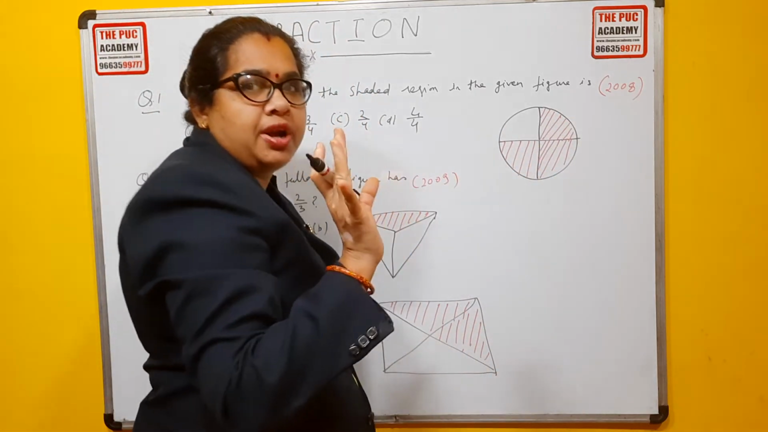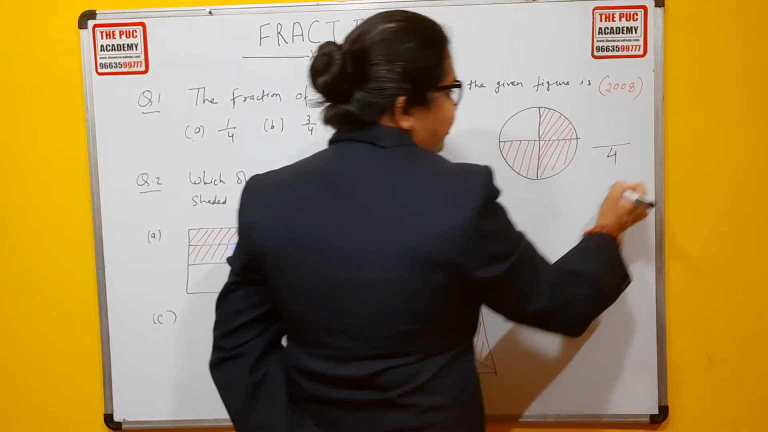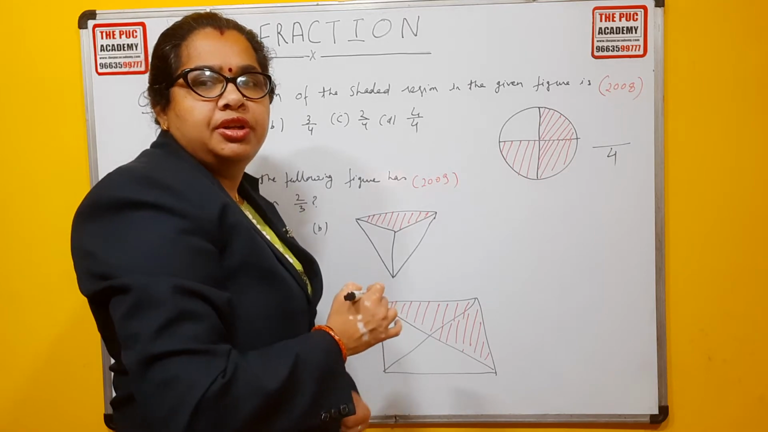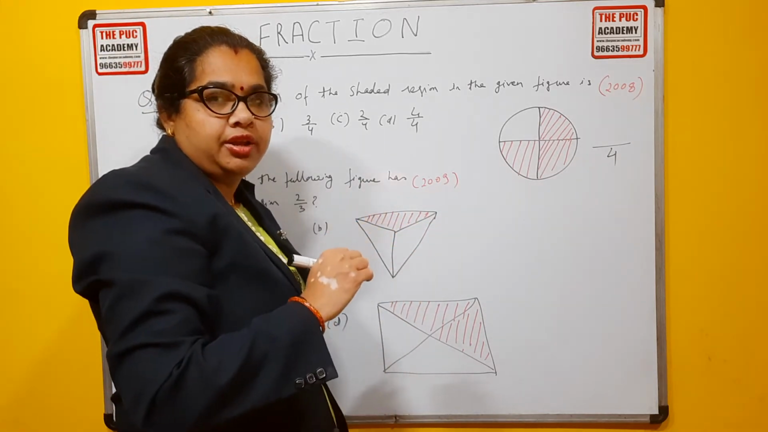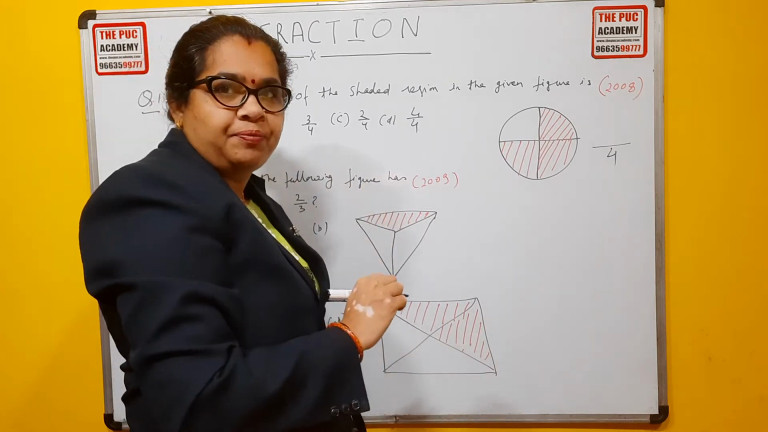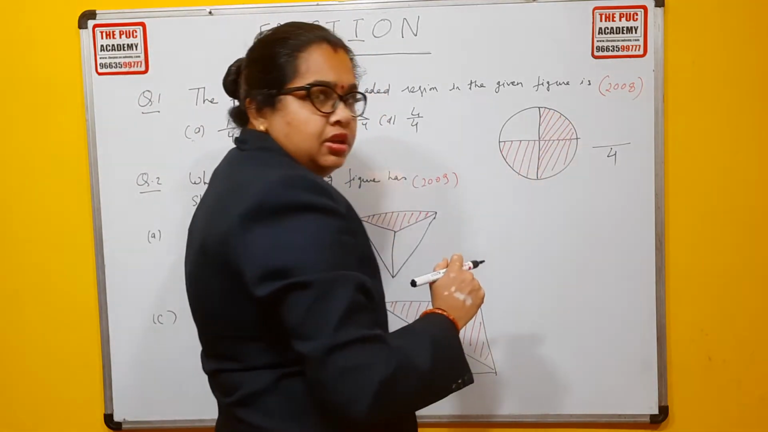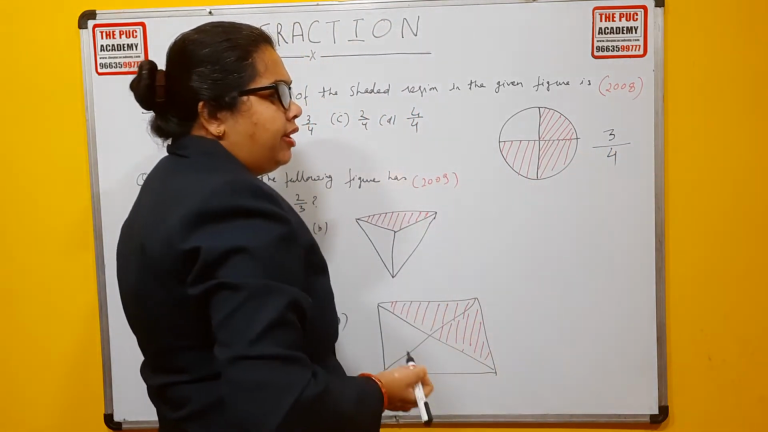So how many total parts, children? 4. So total parts will come in the denominator. As I have told you, total parts will come in the denominator. And how many parts you have to take? The shaded parts. And in the shaded part, there is 1, 2 and 3. So that will come in the numerator. So the answer is 3 by 4.